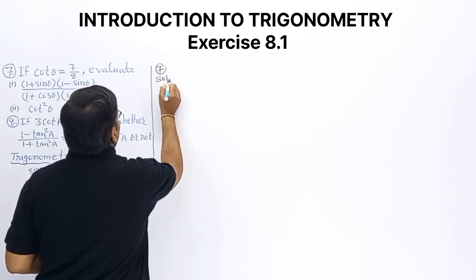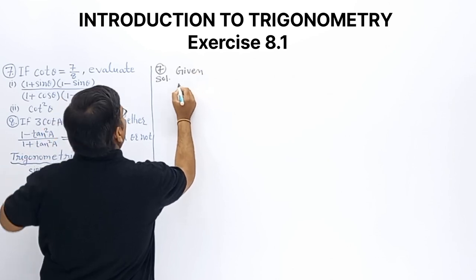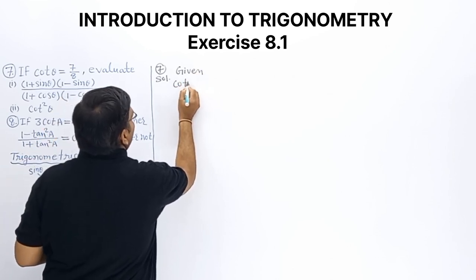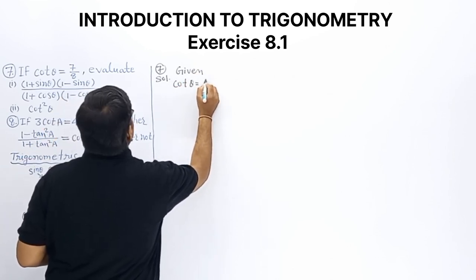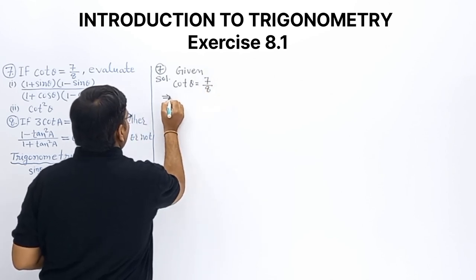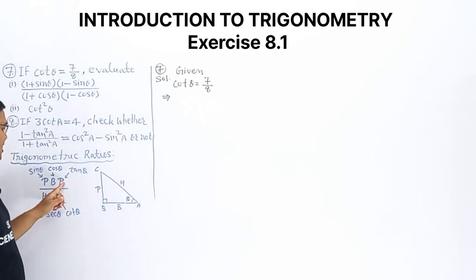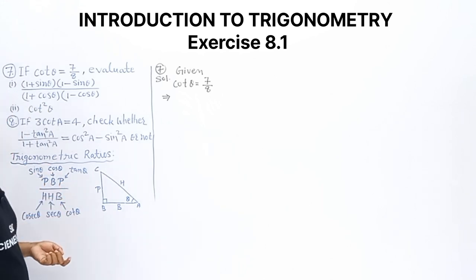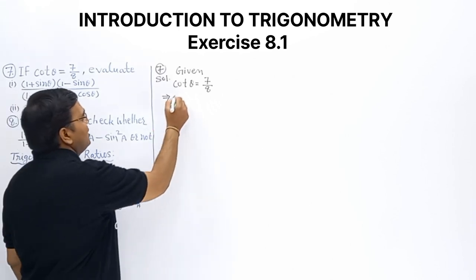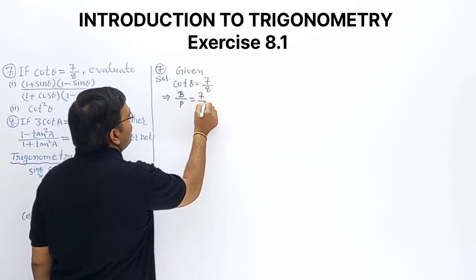Observe. Question number 7. What will be its solution? What is given? We have cot theta equal to 7 upon 8. We know well that cot theta is the reciprocal of tangent. Tangent theta is perpendicular upon base, so its reciprocal, cot theta, equals base upon perpendicular. So we can say base upon perpendicular equal to 7 upon 8.